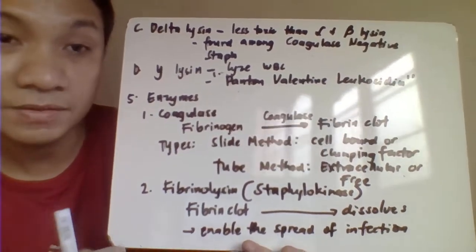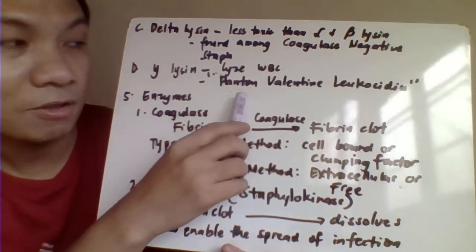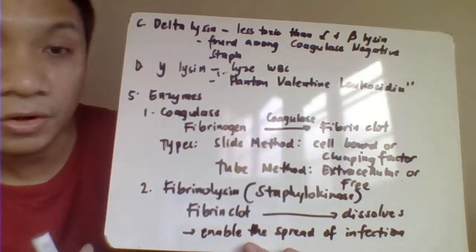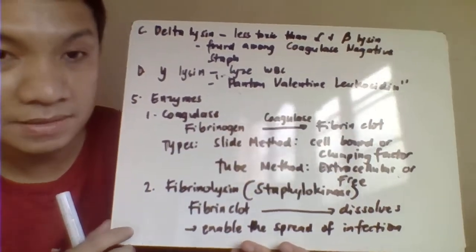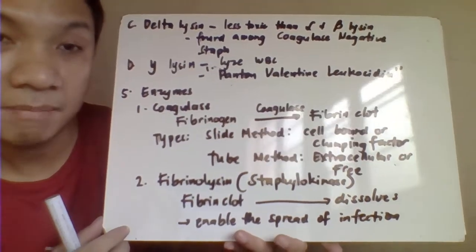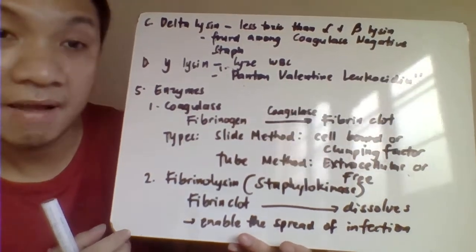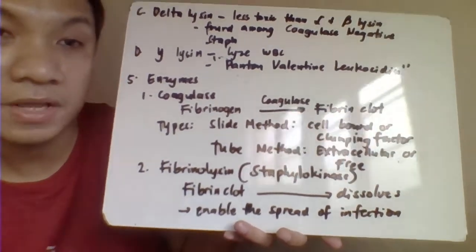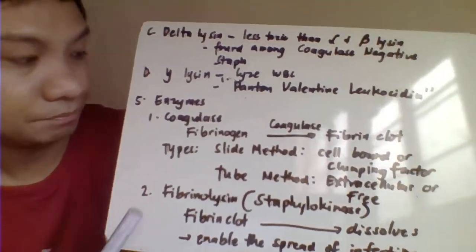It tried to destroy our WBC. So other name for that is your Panton Valentine leucocidine. Leucocidine, leukocyte, so it tried to damage your WBC. And remember that your WBC is your phagocyte, so pinapatay niya. And therefore that would inhibit the phagocytosis by destroying or killing your phagocyte, which are your WBC.